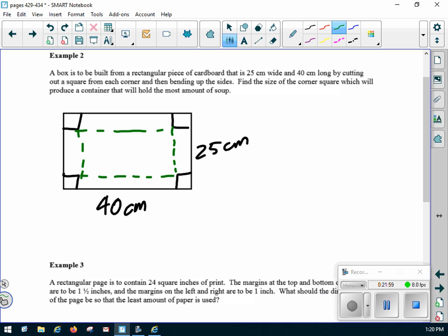Now, find the size of the corner square. I want to find this. I want to find these dimensions, x and x. Now, once we fold up those sides, look at the box we're going to have. Aha.